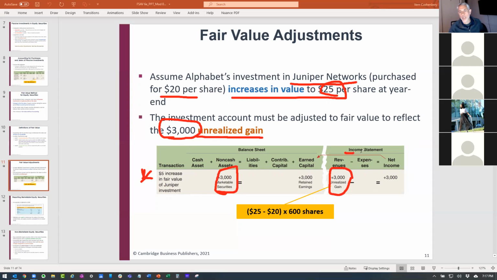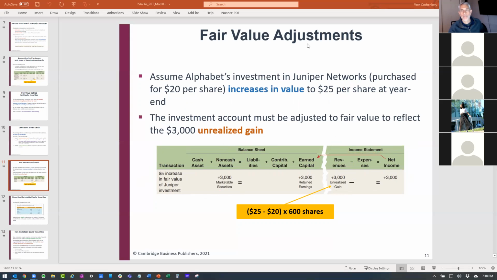We're going to debit marketable securities for $3,000, and we're going to credit an unrealized gain for $3,000. You can see the unrealized gain shows up on the income statement, and that flows through to the balance of non-assets on the balance sheet. So this can result in some pretty wild swings in the value of your assets on your balance sheet, and we're running these unrealized gains through the net income component of our income statement.